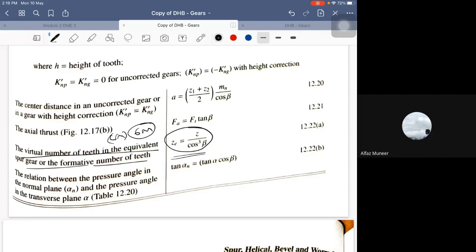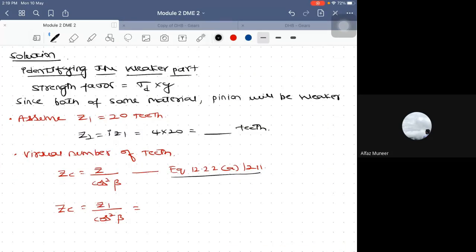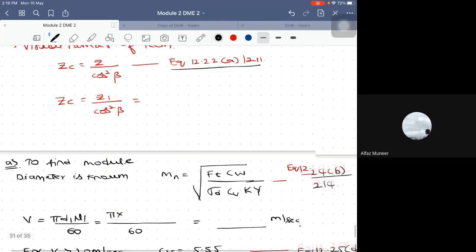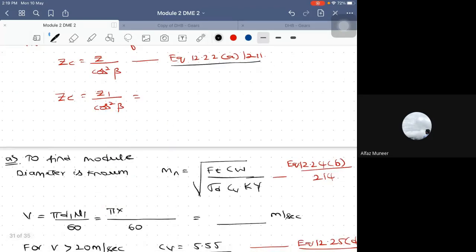Okay, so take this: ZE is equal to Z divided by cos cube beta. It is taken from equation number 12.22a, page number 211. With that equation, calculate the value of ZE1. So how much is the value? Here Z1 is 20 teeth, which we have assumed, and cos cube of beta, with beta as 45, which is given in the problem. So how much is the value?